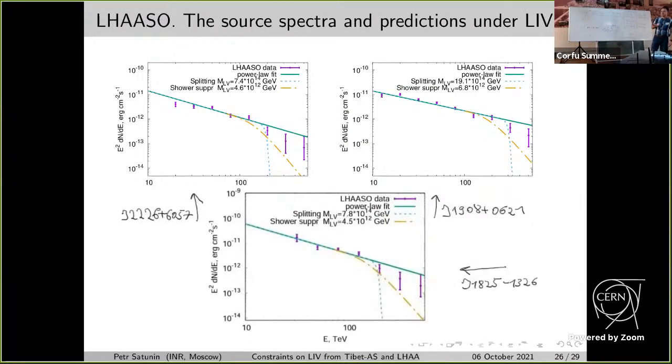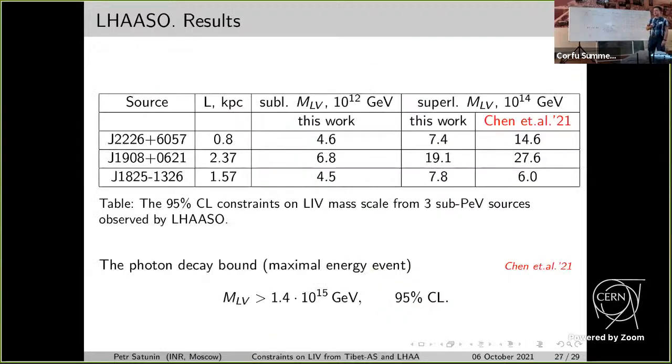So this slide presents the graphs for 3 sources discovered by LHAASO. The solid line is the power law fit. Data points are LHAASO data, and here the blue dotted line is the prediction of the splitting scenario, superluminal scenario, and the yellow line is the prediction of shower suppression and reproduction on CMB.